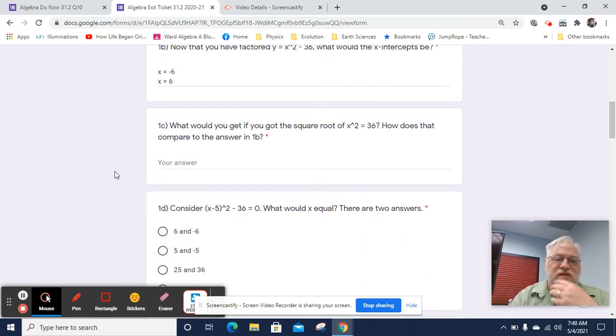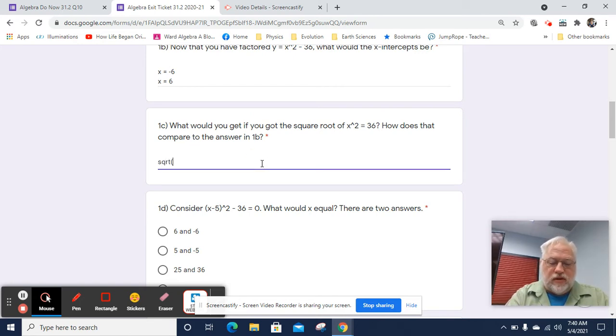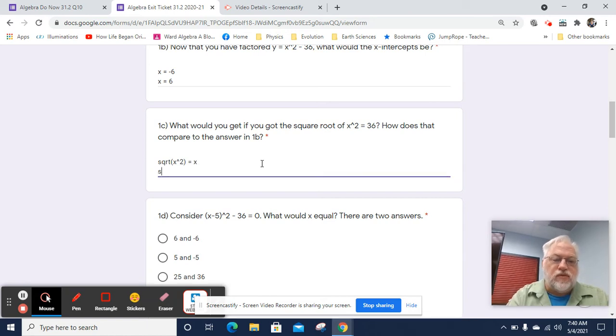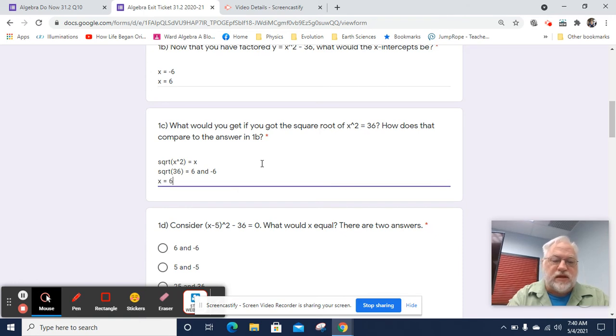Okay, now let's take a look at this. This is just a rearrangement of what we just said. Instead of x squared minus 36 equals 0, now we've added 36 to both sides, and we got x squared equals 36. We're going to go ahead and get the square root of both sides. So the square root of x squared will equal x, and the square root of 36 will equal 6 and negative 6. So x will equal 6, and x will equal negative 6.